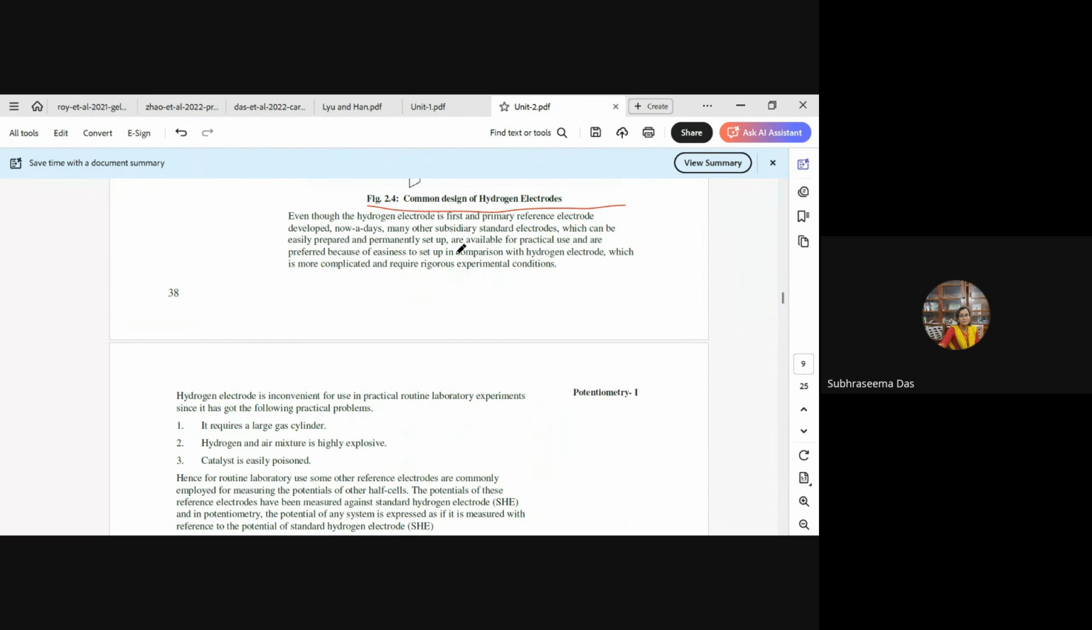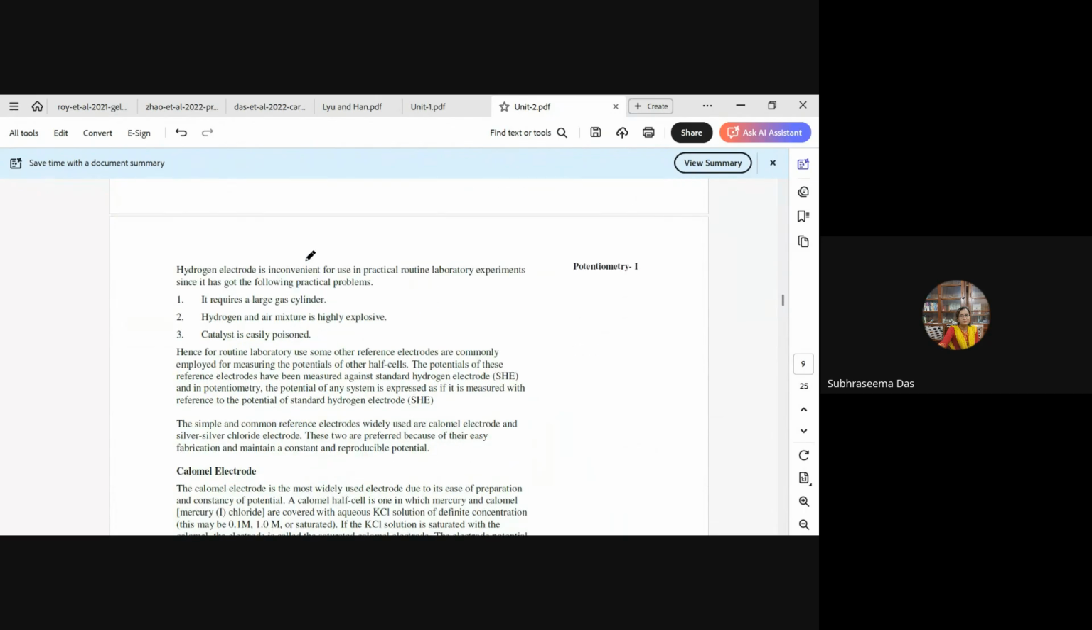Even though the hydrogen electrode is the first and primary reference electrode, other standard electrodes have also been developed for comparison, because the hydrogen electrode is not convenient for use in a practical lab. It has the following problems: it requires a large gas cylinder, hydrogen and air mixture is highly explosive, and the catalyst used here can be easily poisoned. So to avoid all these limitations of the hydrogen electrode, other reference electrodes have also been used.